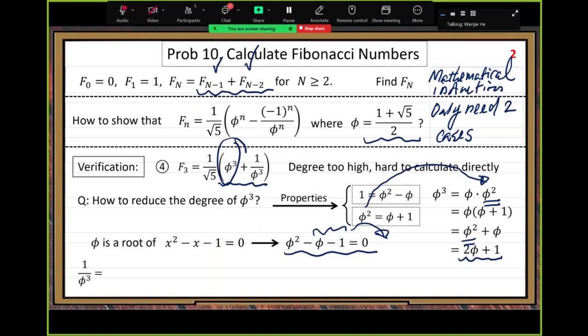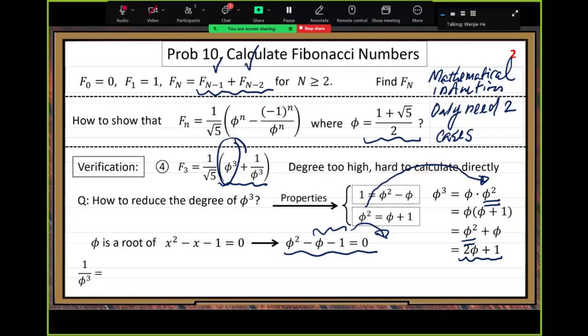There, 1 over phi cube. This time, I want to bring down the degree at the denominator. Let me use a different way to bring it down. When we have a common factor between numerator and denominator, we can do cancellation. Here, we want to do cancellation. But the numerator is 1, no factor other than 1.